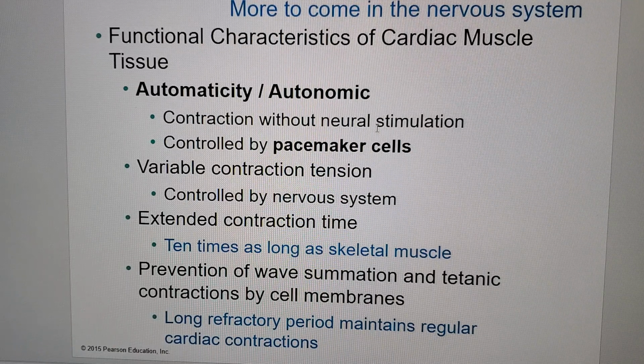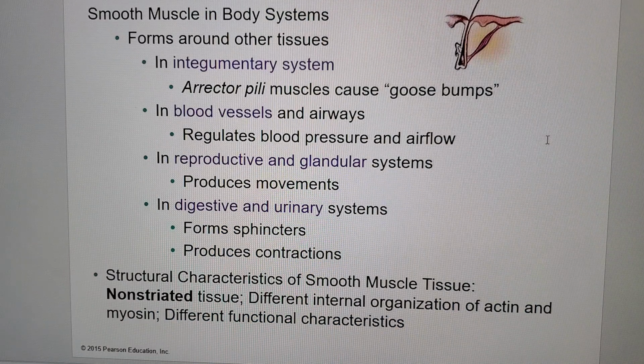Also, there's a longer refractory period, and it's the space between the contractions. It's the rest in between. They have a very long refractory period, and this maintains regular cardiac contractions. It prevents that potential from going backward and it becoming chaotic. And we'll talk about that more when we get to the circulatory system.